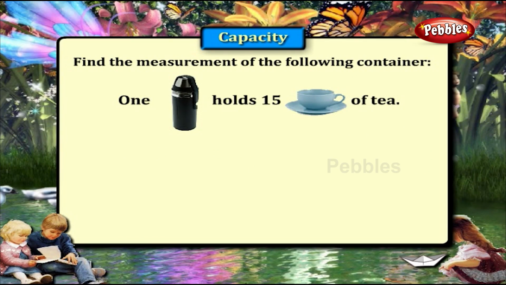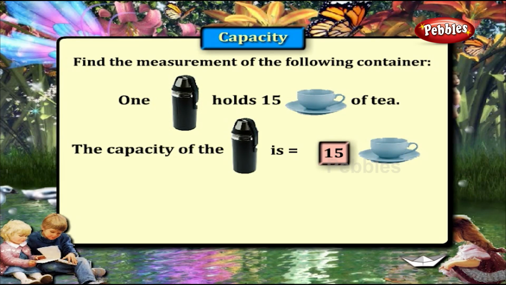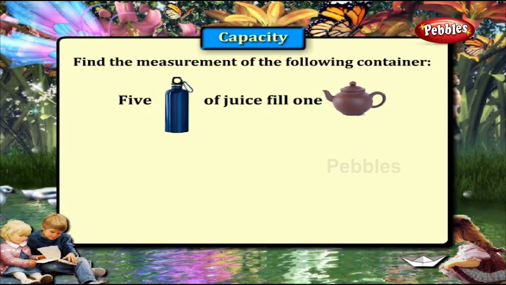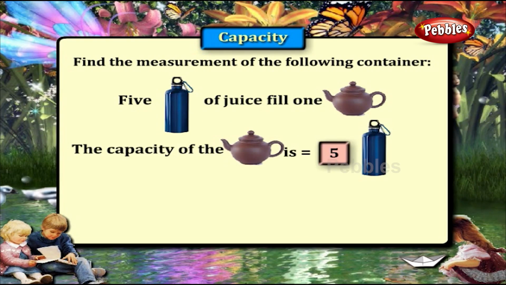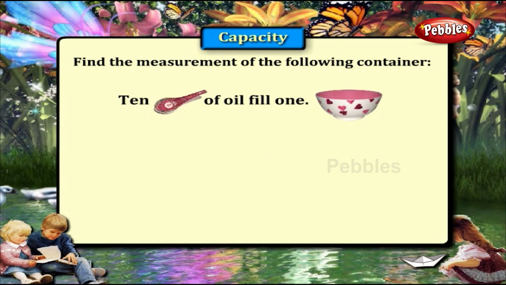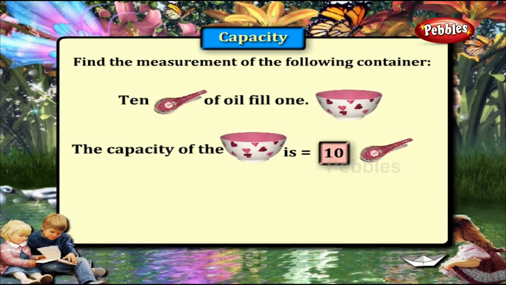1 flask holds 15 cups of tea. The capacity of the flask is 15 cups. 5 bottles of juice fill 1 pot. So the capacity of the pot is 5 bottles. 10 spoons of oil fill 1 bowl. The capacity of the bowl is equal to 10 spoons.